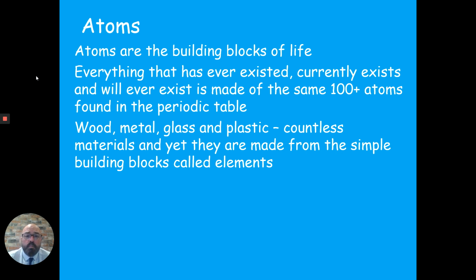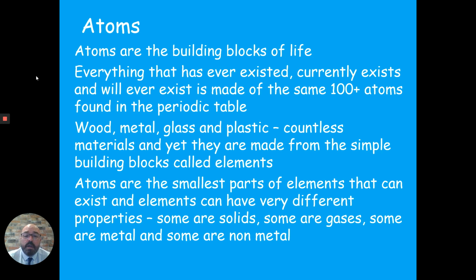Or whether you're drinking some water, which is made up of a combination of hydrogen and oxygen atoms. All of those materials are made from the same simple building blocks that come from that periodic table of 100 or so elements. Now we know that atoms are the smallest parts of elements that can exist, so we can keep dividing an element down if it's made of only one type of atom, and we'll come down to one single atom of that element. And elements can have lots of different properties.